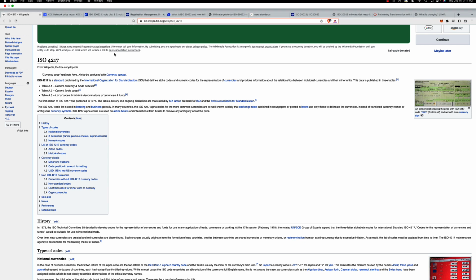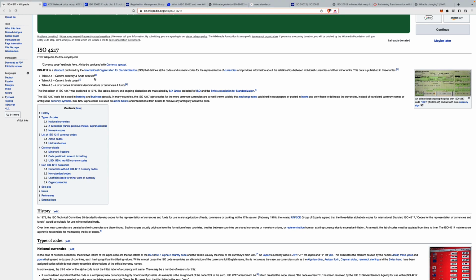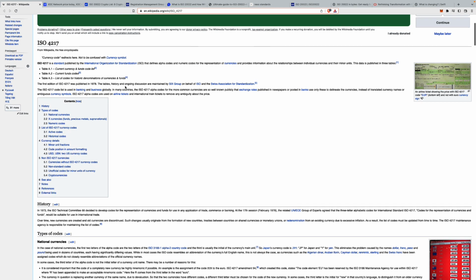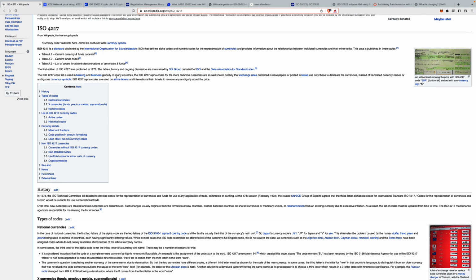So ISO 4217 is a standard published by the International Organization for Standardization that defines alpha codes and numeric codes for the representation of currencies and provides information about the relationships between individual currencies and their minor units. This data is published in 3 tables. Table 1, current currency and funds code list. Table 2 is current funds codes. Table 3 is a list of codes for historic denominations of currencies and funds. The first edition was published in 1978. The table's history and ongoing discussion are maintained by SIX Group on behalf of the ISO and the Swiss Association for Standardization.